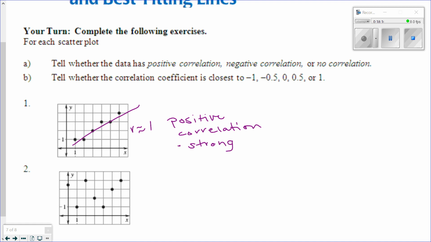The second one, it's really hard to tell. It goes down and then it goes way up and then it goes down, then it goes down, then it goes up, then it goes up. So I'm going to say that r is pretty close to 0. So it looks like there might be a slightly positive correlation, but pretty close to no correlation.